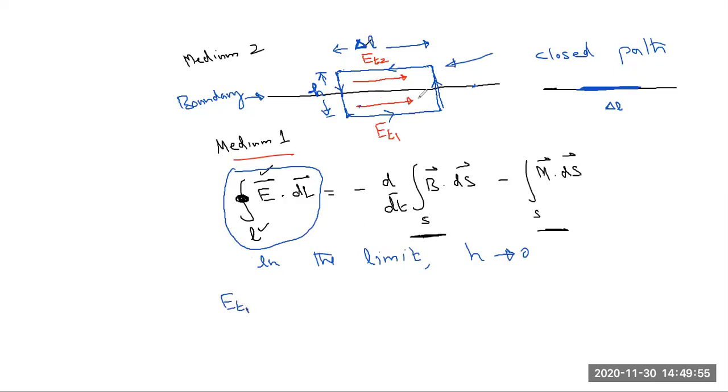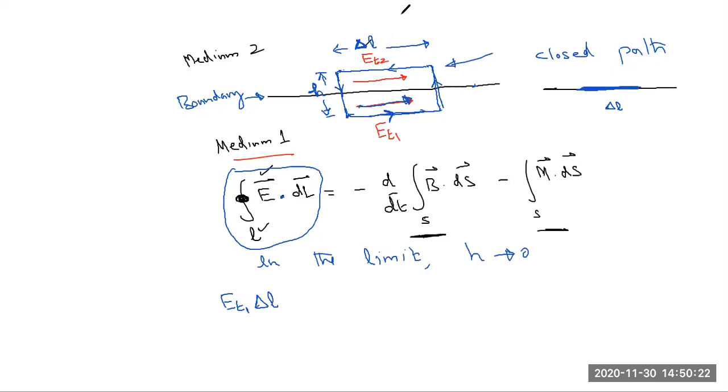Because this path and ET1 are in the same direction, in the dot product you have cos of 0. So you get ET1 delta L.